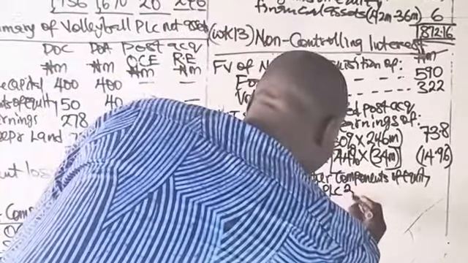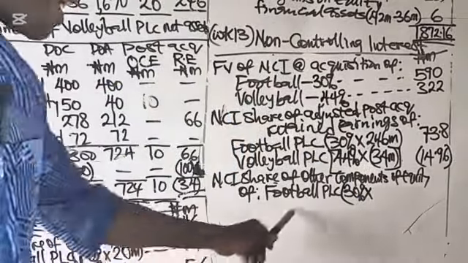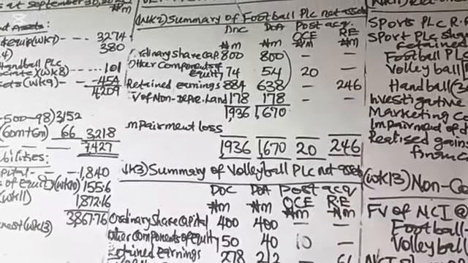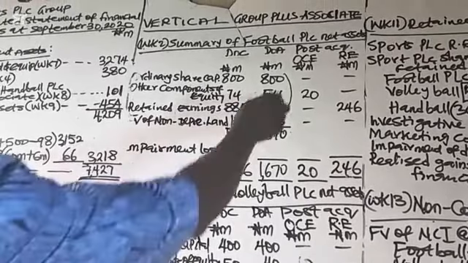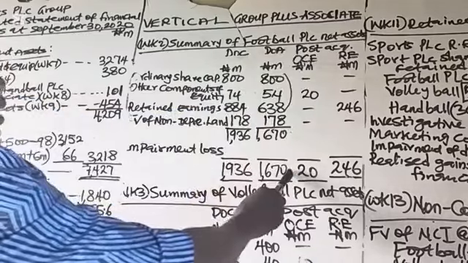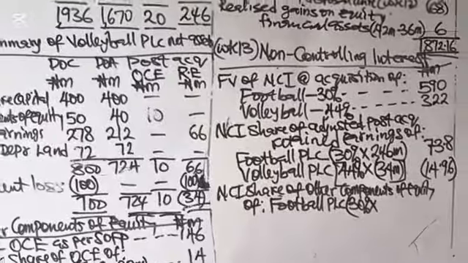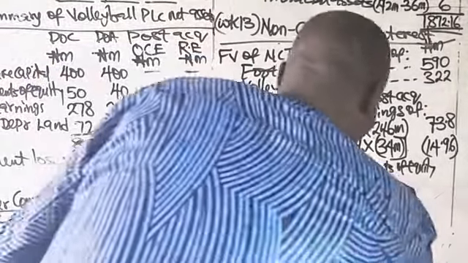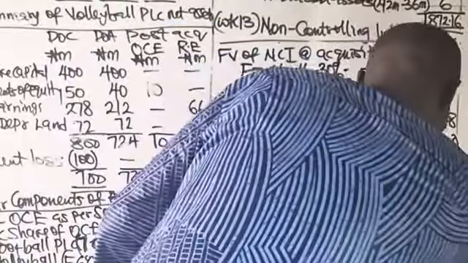NCI percentage is 30%. Now let's go through the summary of football PLC net assets in order to ascertain the other components of equity. The other components of equity from the summary of football PLC net assets amounted to 20 million. Of this 20 million, NCI will receive 30%. So we have 30% of 20 million. That gives us 6 million.